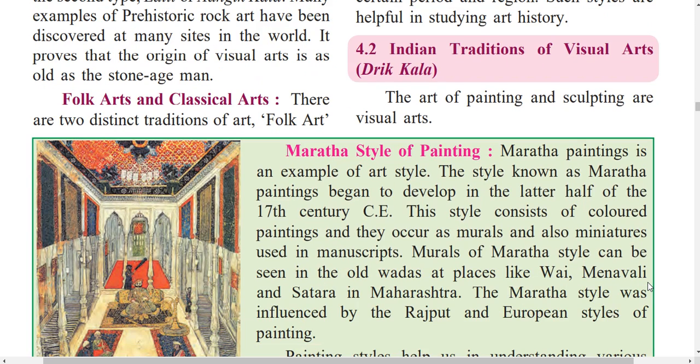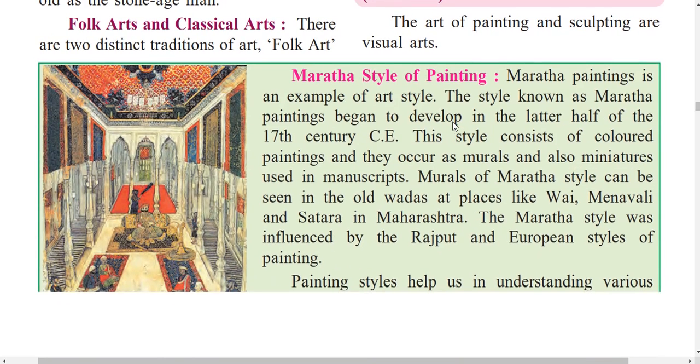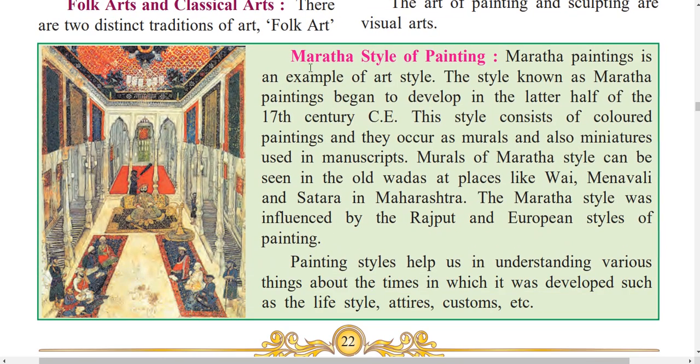Now, section 4.2 Indian traditions of visual arts. Drik Kala. The art of painting and sculpturing are visual arts. Now, let's see in this blue box, Maratha style of painting. A painting is shown in this box. Maratha paintings is an example of art style. The style known as Maratha paintings began to develop in the later half of the 17th century CE. This style consists of colored paintings and they occur as murals and also miniatures used in manuscripts.